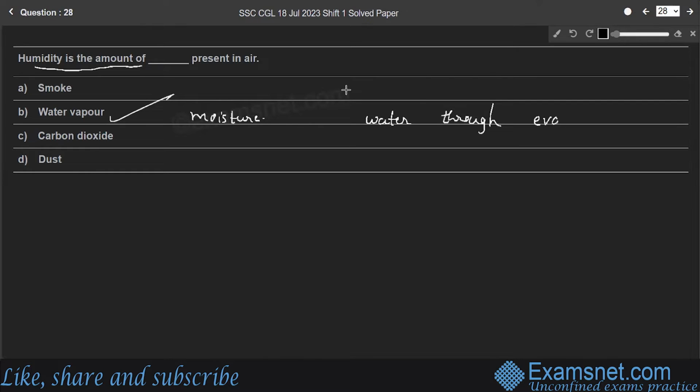evaporation and from plants through transpiration, or evapotranspiration, both are the same. Water vapor in air varies from 0 to 4% by volume of the atmosphere. So option B is the right answer. Humidity is the amount of water vapor present in air.